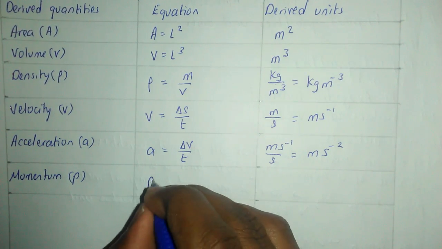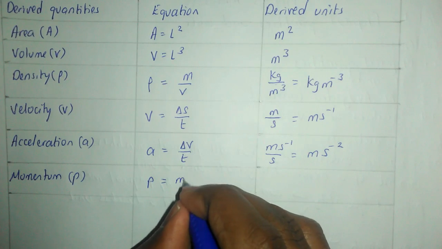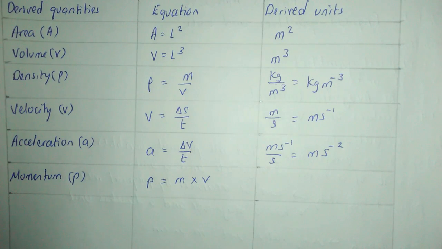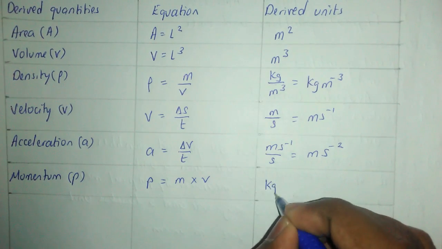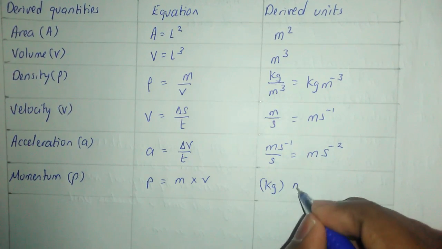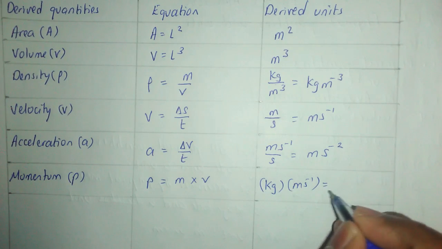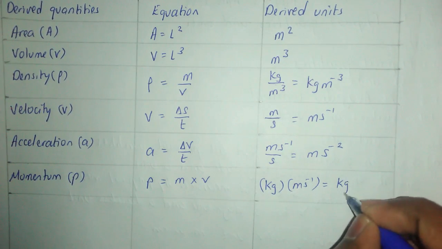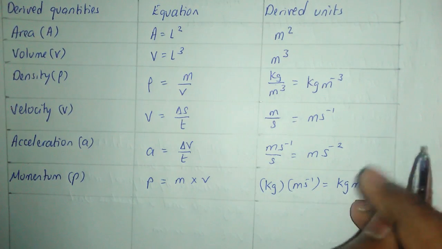Momentum, how it is calculated is just mass times the velocity at which the body is moving. And for mass it's kilogram, and velocity is meter per second. So the unit for momentum is kg meter per second.